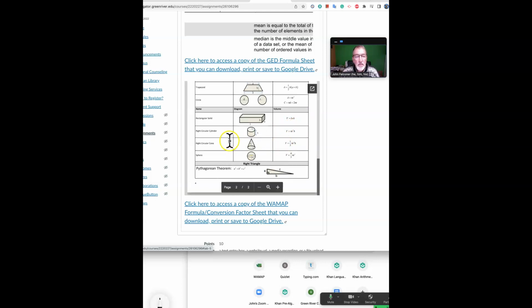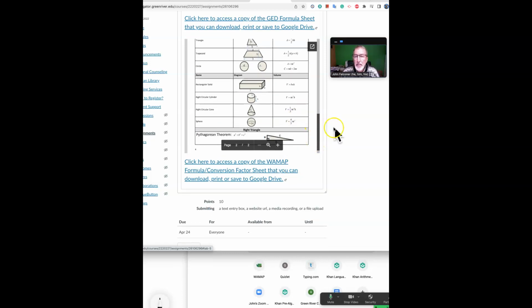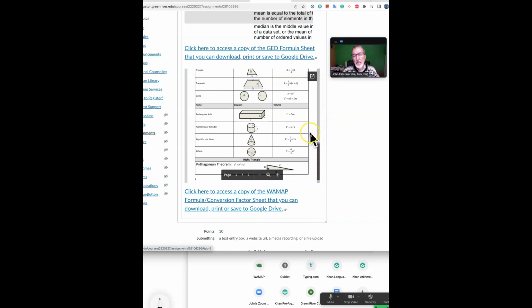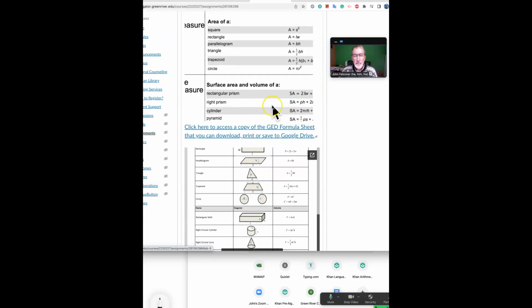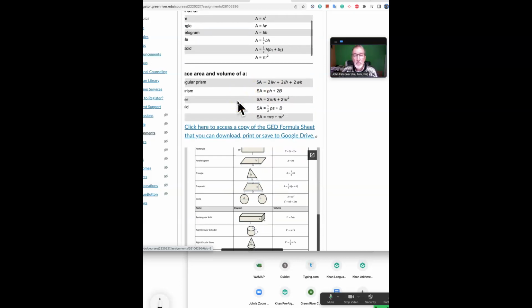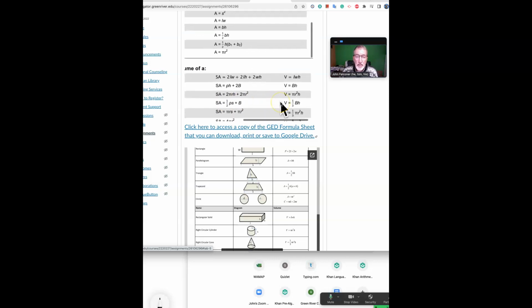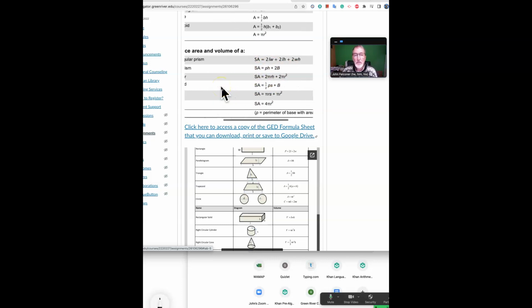Okay, so these are their volume formulas where there's a V. WAMAP, I guess, doesn't do surface area, but if you're taking the GED, you may need to use those surface area formulas if they ask you for those numbers. So these are how to calculate the surface area of those shapes. Okay. So if you are planning to take the GED, just go ahead and try to familiarize yourself with these terms. And if you have questions, don't hesitate to ask.